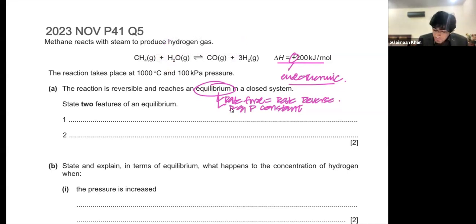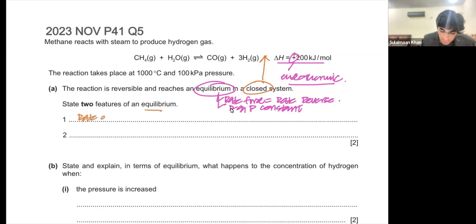Okay, great. And you know that it's going to be a closed system or an isolated system. What does a closed system mean? That reactants and products cannot escape or enter, right? There's no influence of external factors. State two features of equilibrium. So what are the two features?